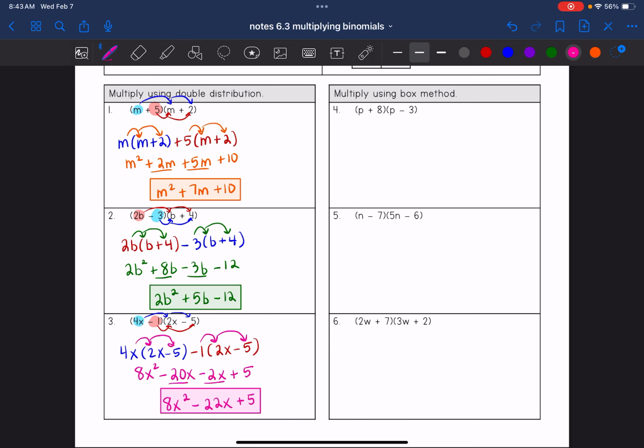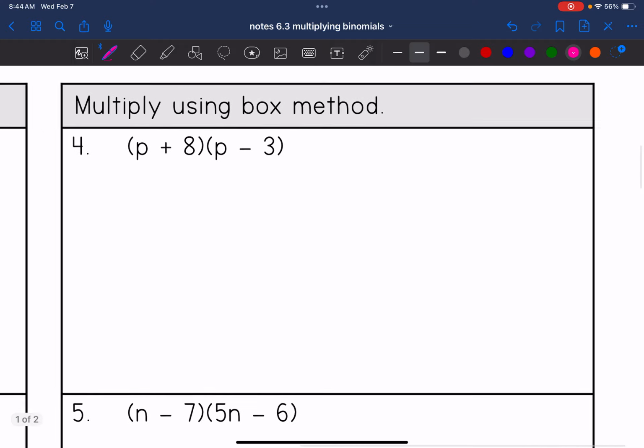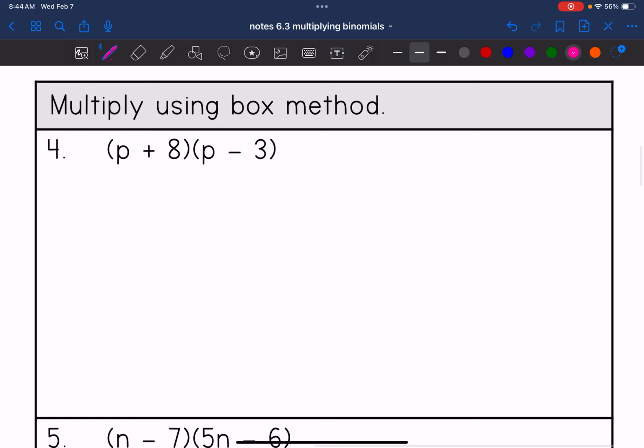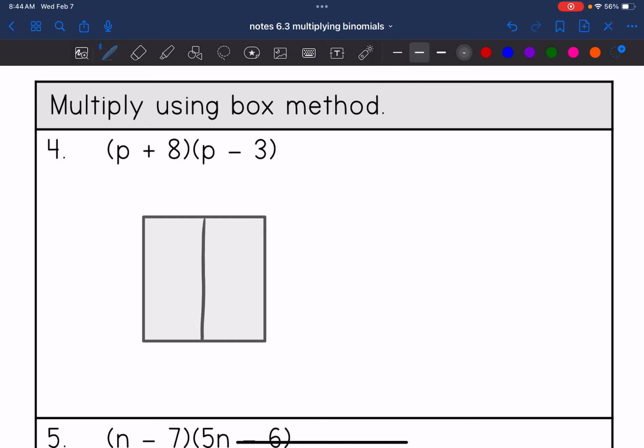Okay, but I also want to practice box method. In fact, I prefer box method because it is more organized. So let's do 3 examples using box method. Number 4 is p plus 8 times p minus 3. So see how there's 2 terms in each of these? So when you draw your box, you're going to want to draw a 2 by 2 box. It needs to have 2 columns and 2 rows.